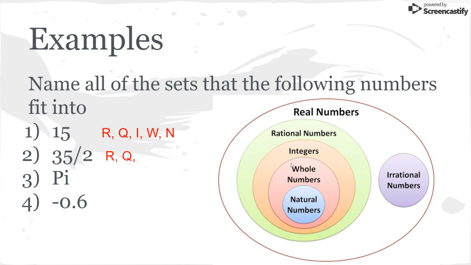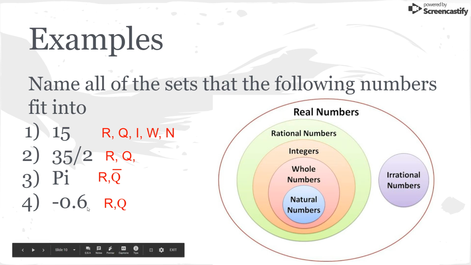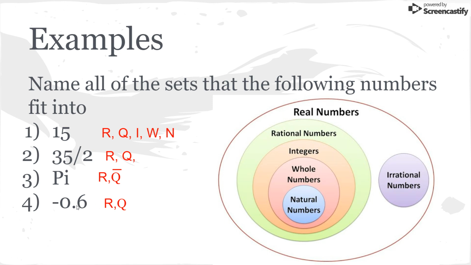35/2. He's real, and he can be written as a fraction because he's a fraction, so he's rational. Pi, he is real, and he's irrational. So if he's irrational, remember he can't be any of these. Negative 0.6, he's real, and he's rational because he is an ending decimal, so I could write him as a fraction. But he's not an integer because integers, remember, have no decimals.